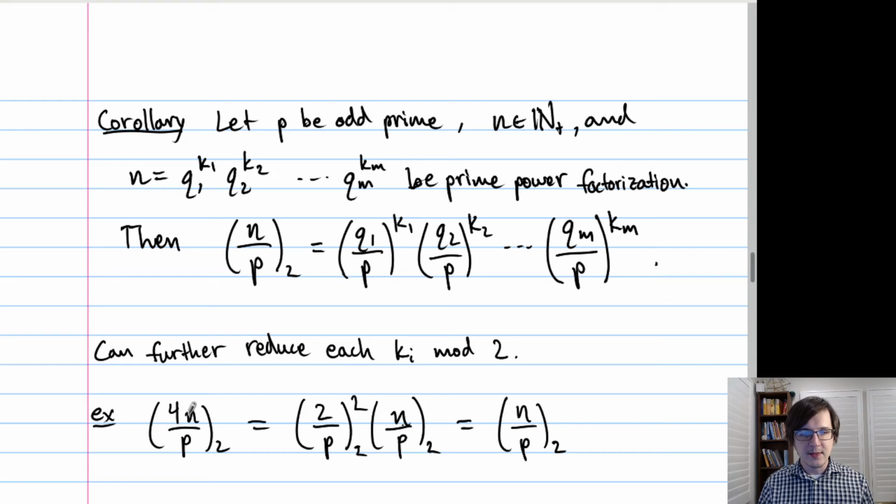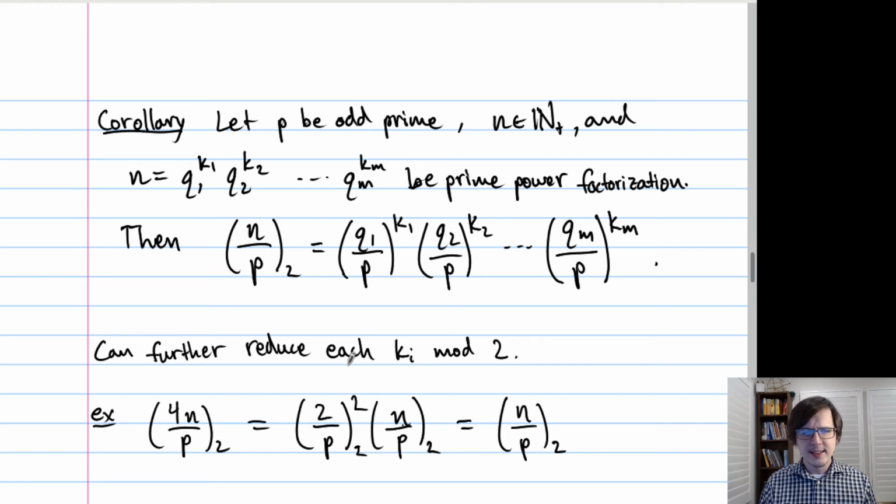So here's an example. If you take a number and multiply it by 4, is it something with a square root? Well, you should realize that the square root of 4n would be 2 times the square root of n, so it just reduces to whether n has a square root. But let's do partial prime power factorization and see. So 4n is, of course, 2 squared times n. So we've got the Legendre symbol (2 over p) squared times (n over p). And I didn't need to square it; I just wanted to make it look more like the corollary. But anyway, it's 1 or minus 1, but we're squaring it, so it's going to be 1. So it just is gone.